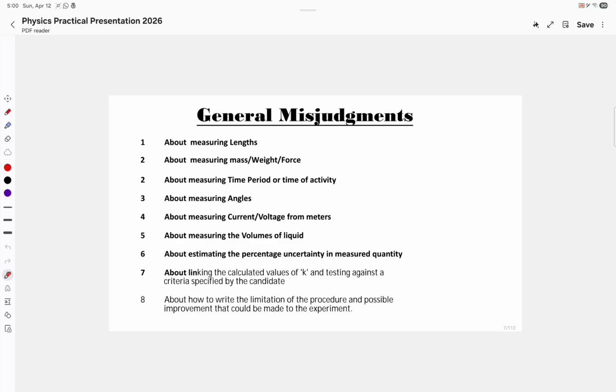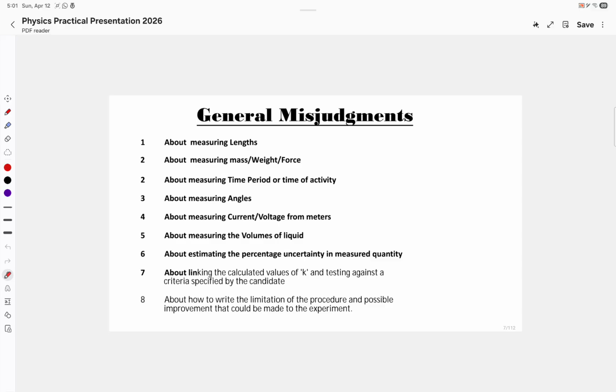This is the second part of my series of videos made to explain to my students how to attempt paper 3. In my last video I talked about the general misjudgments which can be made by a candidate while attempting the practical exam. This is all about the different types of physical quantities that will be given to you for measurement, for collecting data, for the requirement of the paper.